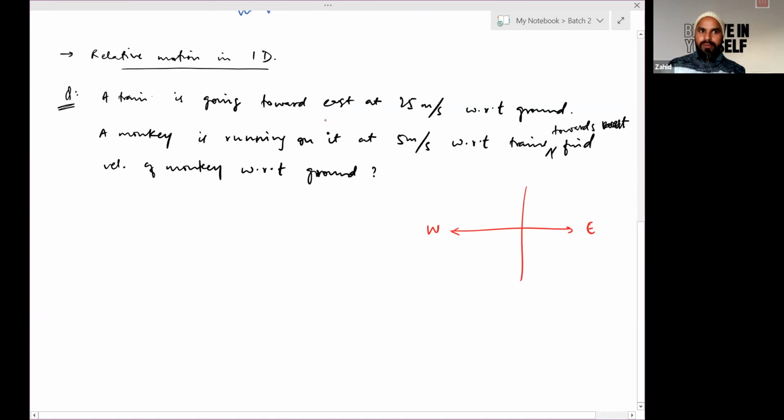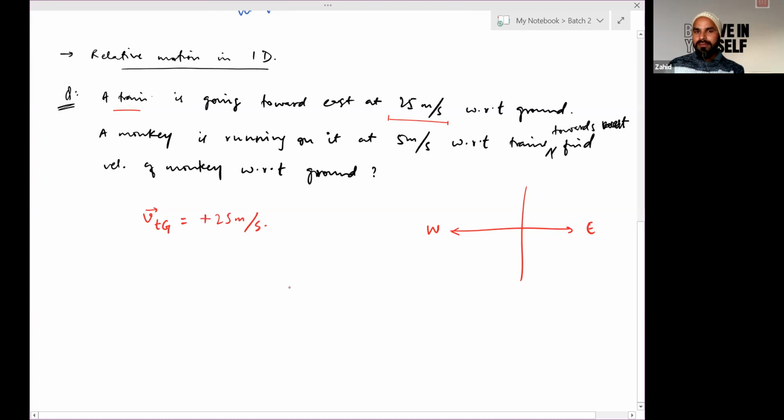So in this first part, we have a train which is going at 25 meters per second with respect to ground. So it will be the velocity of train with respect to ground. And since it is going towards east, which is taken as positive, it will be plus 25 meters per second.